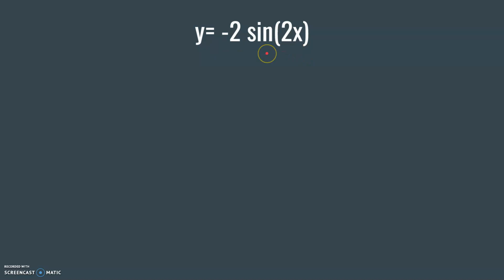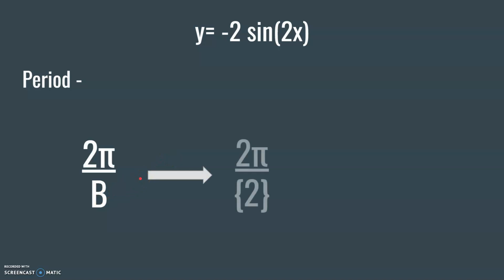For the period, we'll be using the formula 2 pi over the absolute value of b. So b represents 2, and we substitute 2 into b. So it will be 2 pi over the absolute value of 2. We simplify these 2's right here, and that will equal pi.